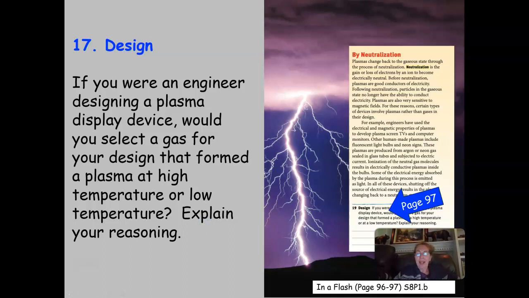Here we are on page 97, and you have a design question. And it says, if you were an engineer designing a plasma display device, would you select a gas for your design that formed a plasma at high temperatures or low temperatures? Explain your reasoning. You don't have to do this with a partner, and actually, we can omit number 17 if you want to.